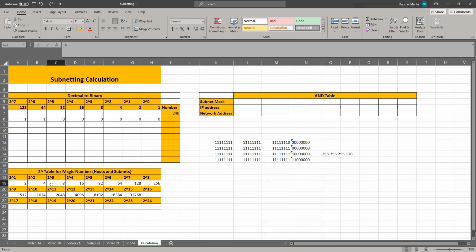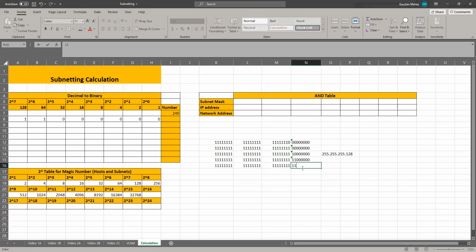Now 8 is not satisfying our requirements, but 16 is. And for 16, it is 2 to the power of 4. That means we need 4 host bits. Currently we have 6 host bits, so we can change it into 4 host bits. So once again, the starting address will be the same.